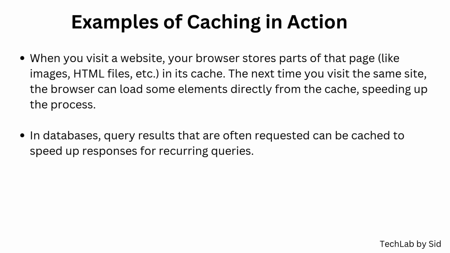When you visit a website, your browser stores parts of that page, like images, HTML files, etc., in its cache. The next time you visit the same site, the browser can load some elements directly from the cache, speeding up the process. In databases, query results that are often requested can be cached to speed up responses for recurring queries.